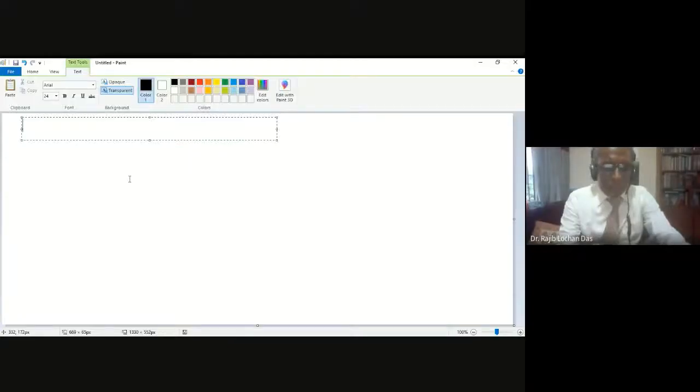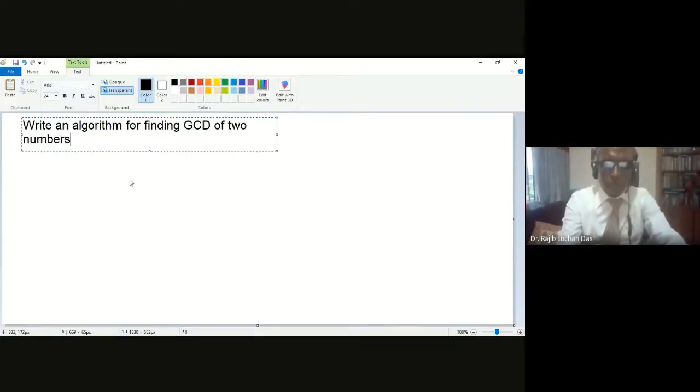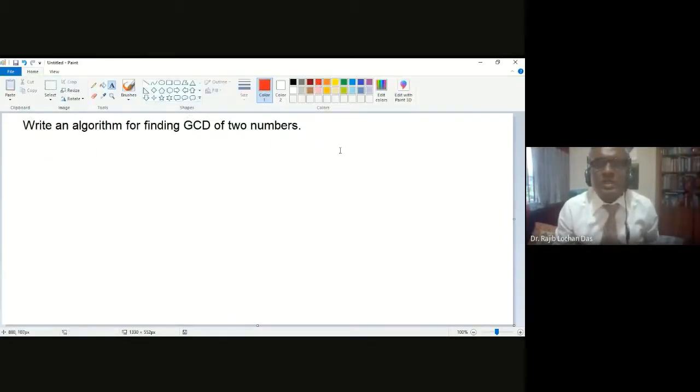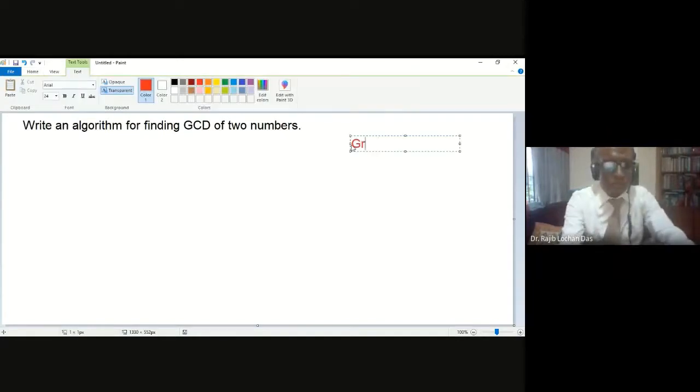Another problem I want to do is finding GCD. So finding GCD, let me just write it here. Write an algorithm for finding GCD of two numbers. So GCD means greatest common divisor.